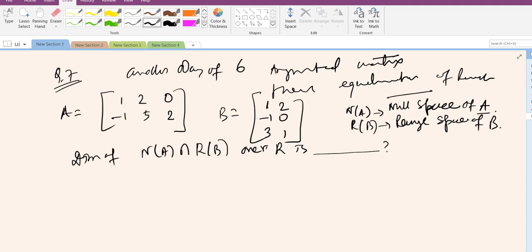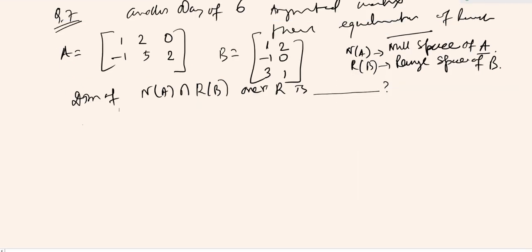Next one. Okay, sorry, I haven't solved it. Okay, sorry. चलिए इसको फटाफट सॉल्व करते हैं.